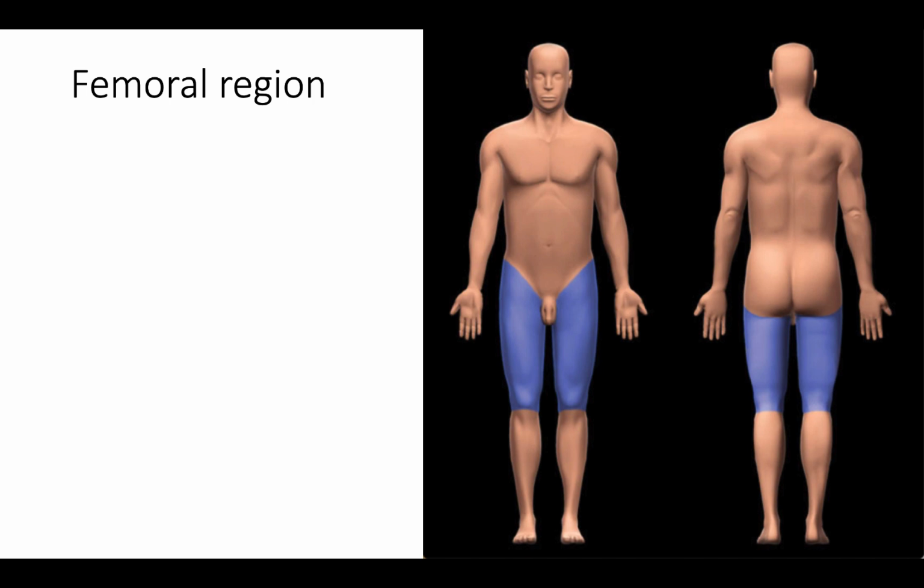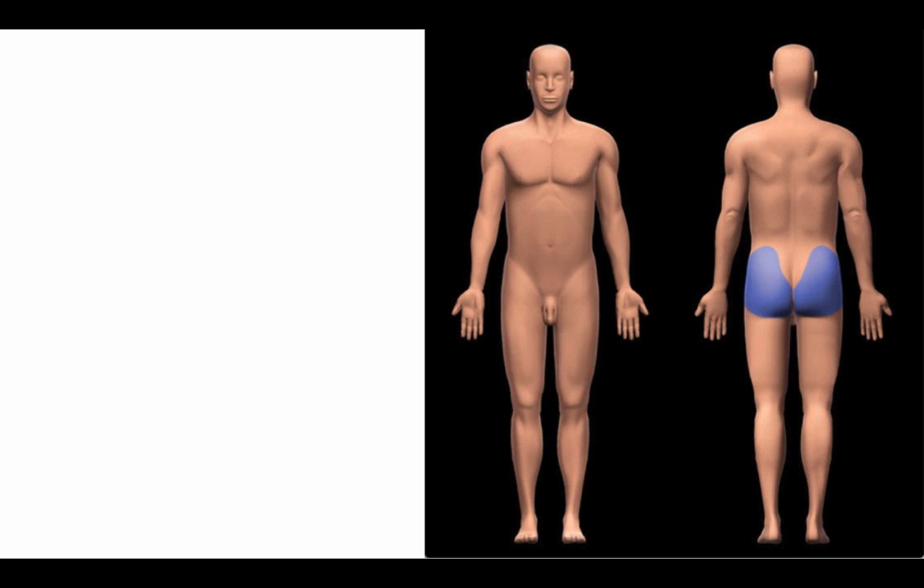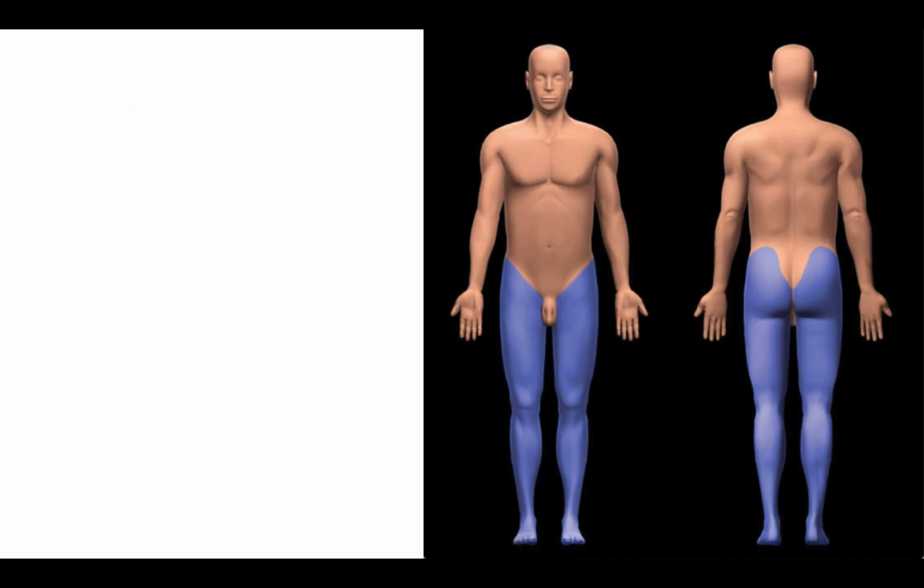The femoral region is the thigh area. So you have the femoral region and then you have the leg region. The leg region is below the femoral region between the knee and the ankle. The gluteal region is the buttocks. And this is the entire lower limb. It includes the buttocks, the femoral region, the popliteal region, the leg, the ankle, and the foot and digits.